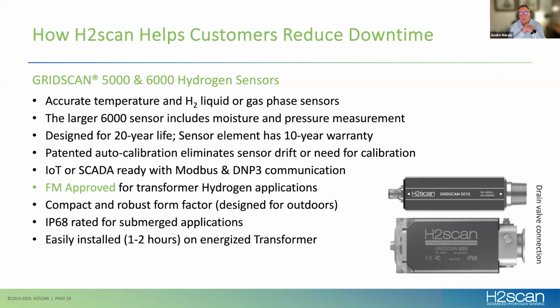You can install them in either. The larger 6000 also includes a moisture sensor and pressure measurement. They're designed for 20-year life. The sensor element, as I mentioned, has a 10-year warranty.